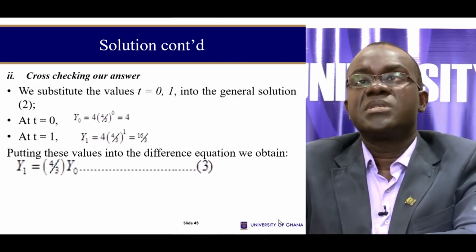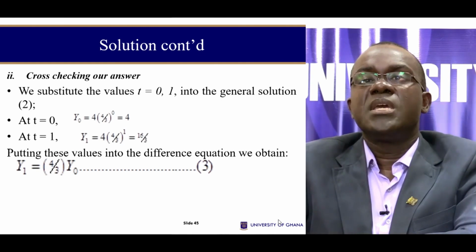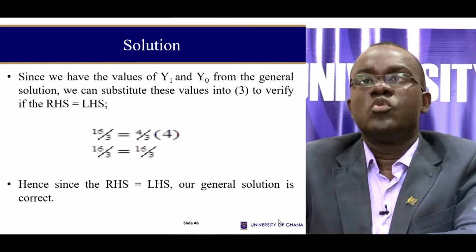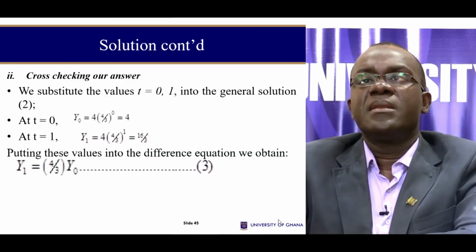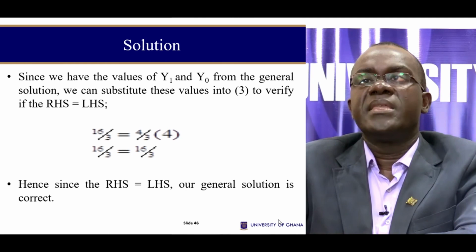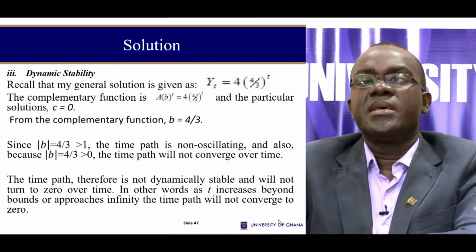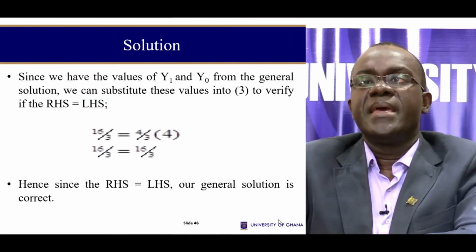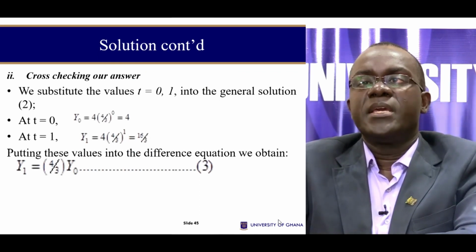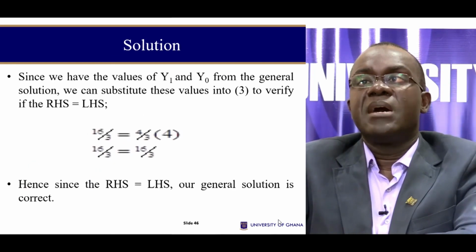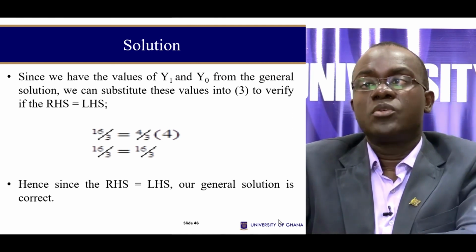Now, the next point is to cross-check our answer. If t is equal to 0, we get this. If t is equal to 1, we get this. Notice that it means we have y1 should be equal to this, multiplied by that. So when we put our y1, which we obtain to be this here, we get this. Okay, and then our 4 over 3 is over here. This is our 4 over 3, this is our y0, right? So you see that we have the same things here. It means our solution is correct.